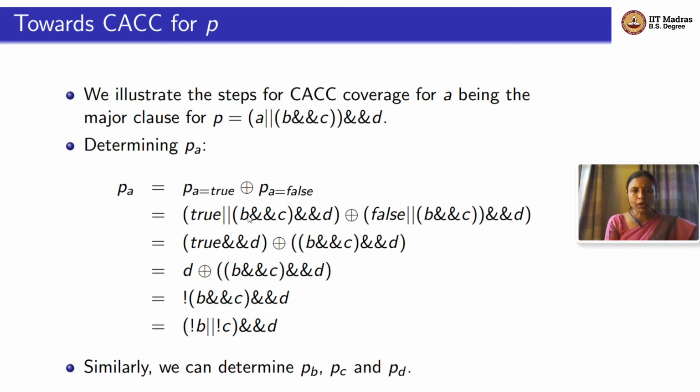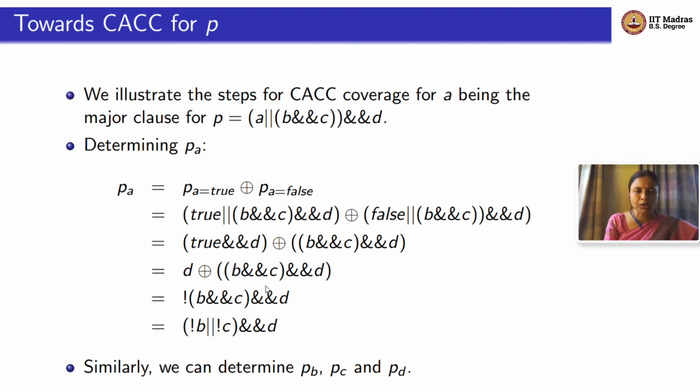So it's true or B and C and D. In the predicate P, set A to be false. So it's false or B and C and D. XOR these two. Use the laws of logic, simplify, true and D, B and C and D. Go on simplifying. You can stop if you're not clear. Like for example, the third last line is also good enough.